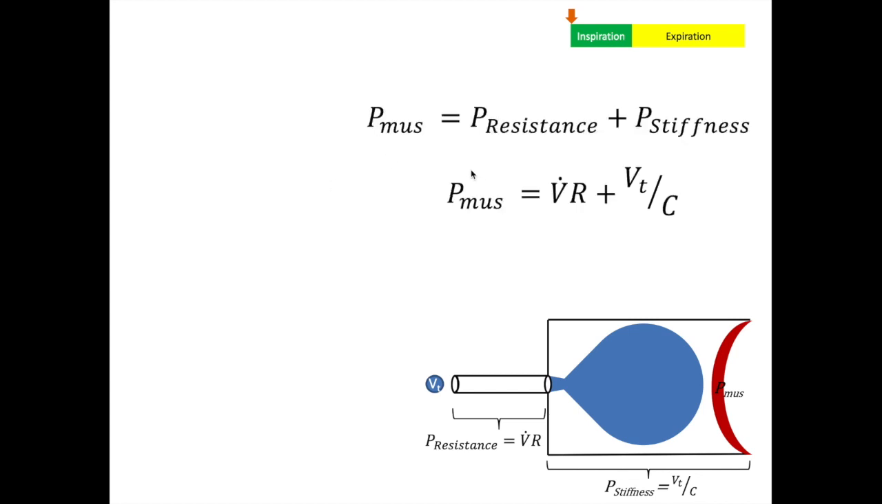I'm just going to move that aside for now to keep track of everything. Remember that the muscular pressure created by the diaphragm to inspire has to be equal to the resistance pressure and the stiffness pressure, which is equal to the flow times the resistance through the airway, plus the tidal volume over the compliance of the lungs and chest wall. So keep those equations in mind as we talk about the rest of this.